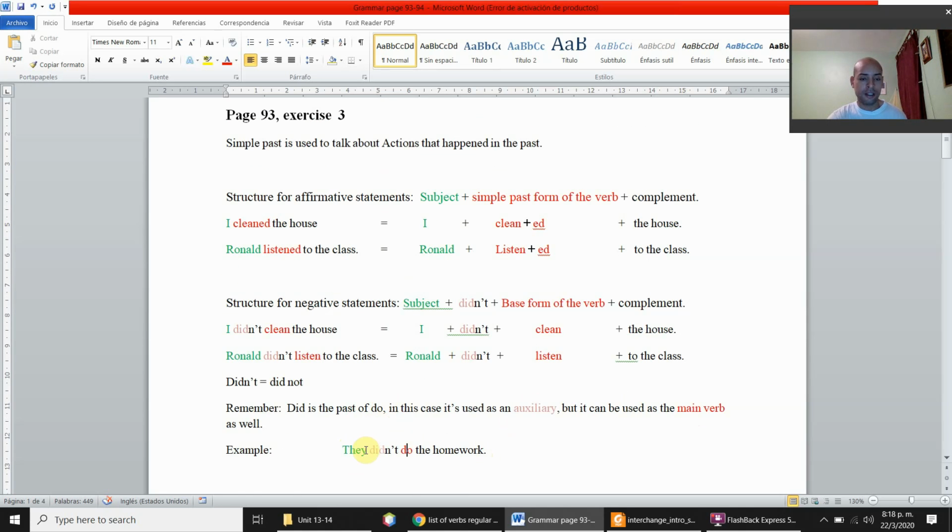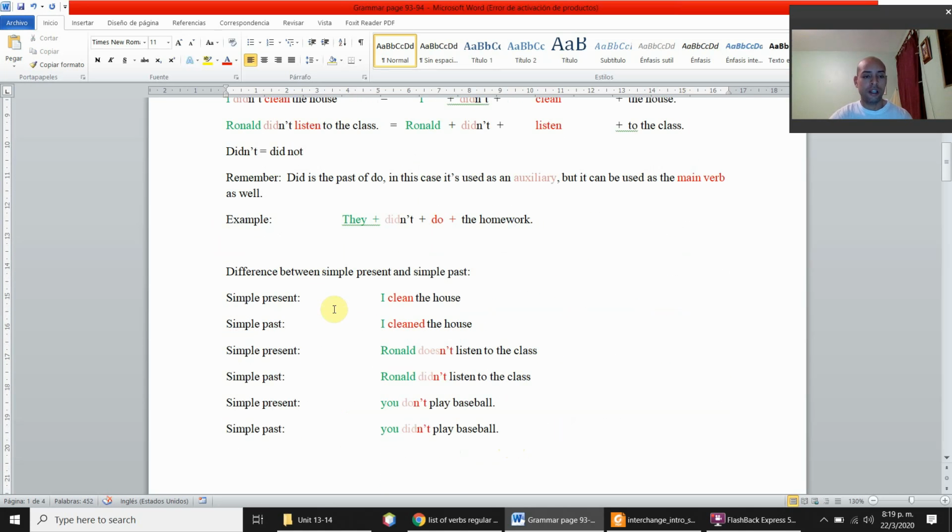In this case is they, the subject, didn't, the auxiliary, plus do, in this case the main verb in its base form, plus the homework as the complement. As you see, it's the same structure. They as a subject, didn't as the auxiliary, do the base form of the verb, the homework is the complement.